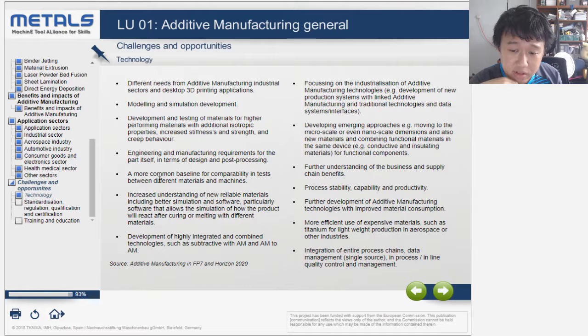Development and testing of materials for higher performing materials. This is also a constant research topic. Everybody wants to create stronger materials. This is very important because in human history, the materials sort of define the era. So when people developed plastics, we have lots of plastic bags, everything is plastics. So it sort of defines the human era, I'll say.